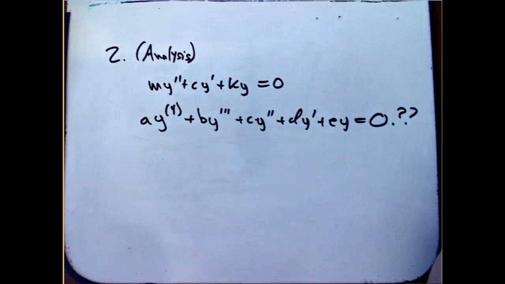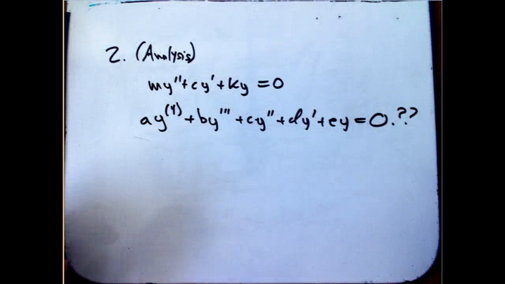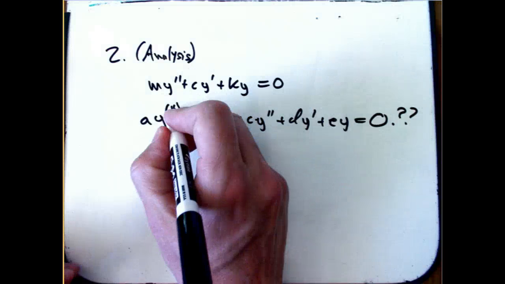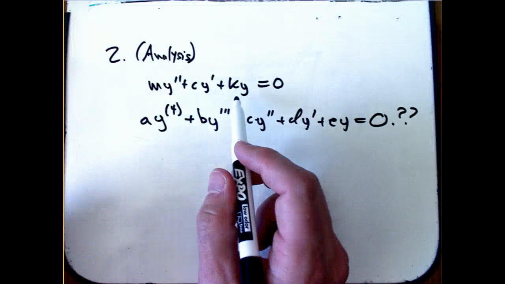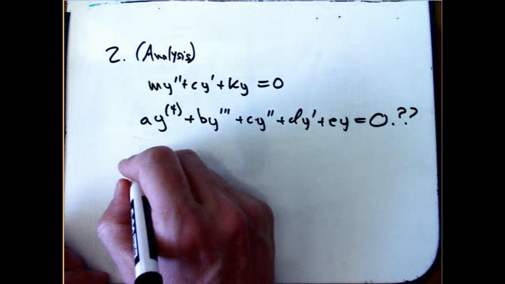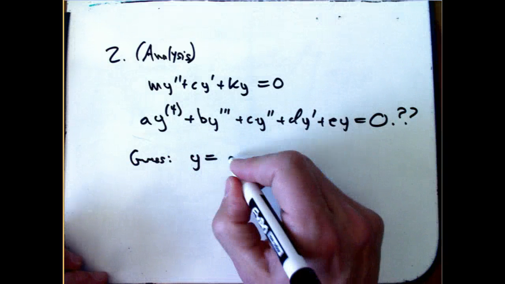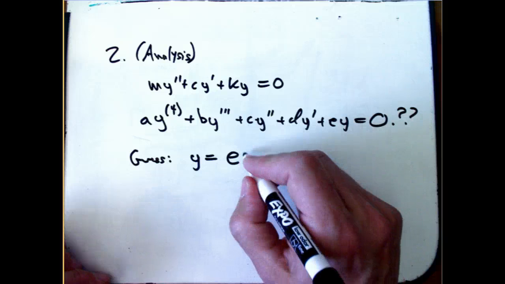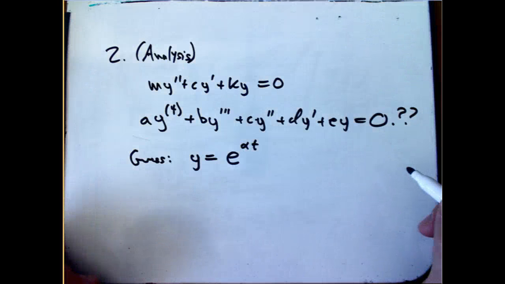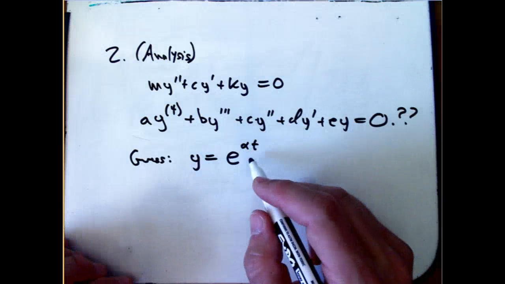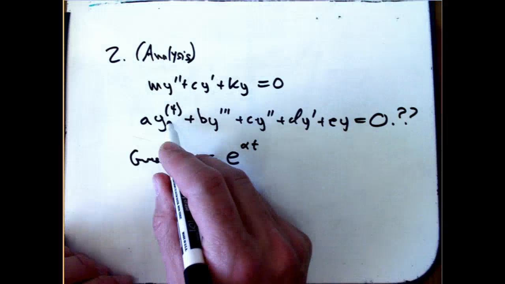Can we get solutions to that in the same very simple way as we did with the second order equation, given that we had complex numbers to work with? So the guess, of course, is just e to the alpha t. And what's going to have to be true? Well, we could plug that in.